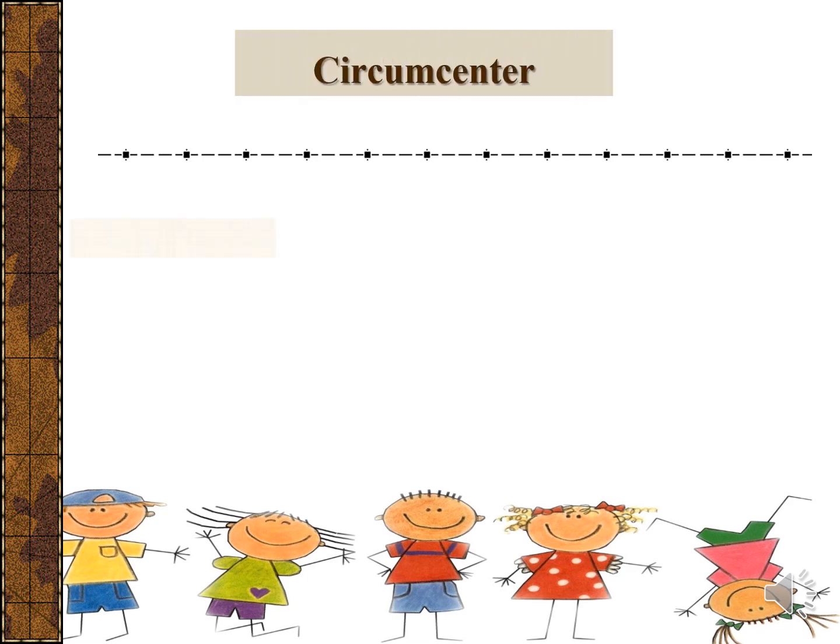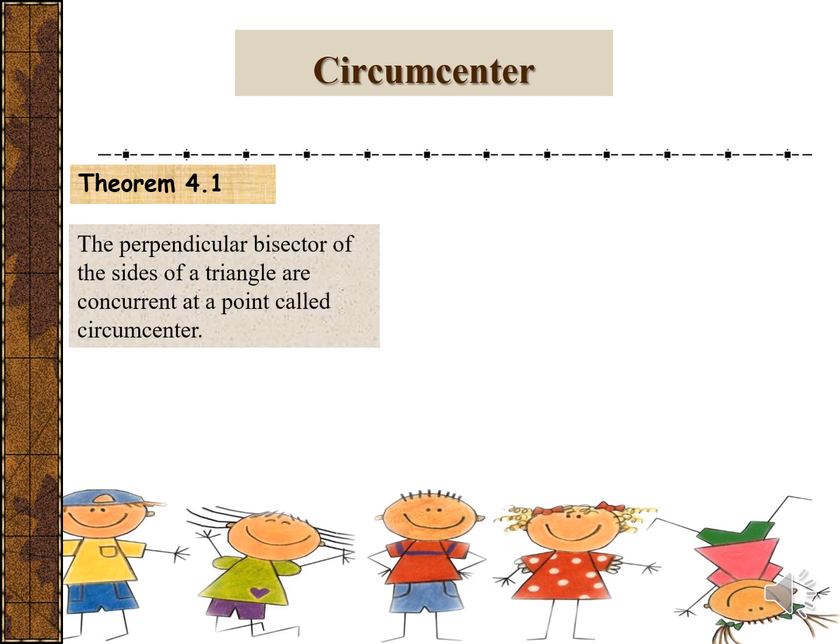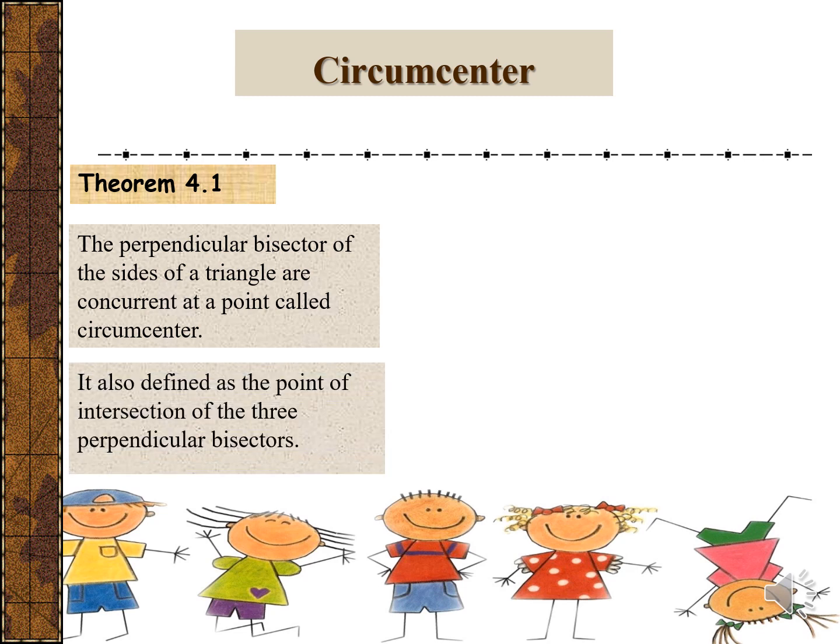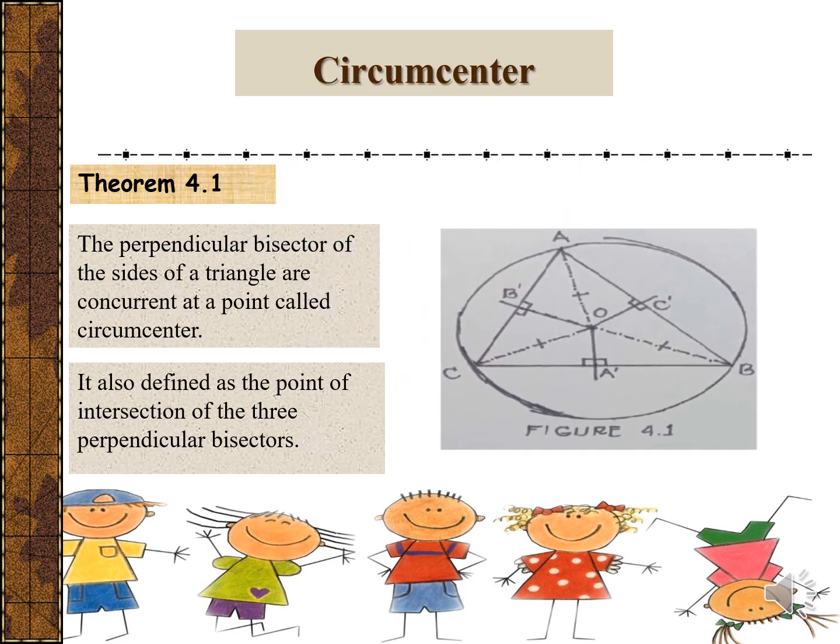Circumcenter. Theorem 4.1 says the perpendicular bisectors of the sides of a triangle are concurrent at a point. It is also defined as the point of intersection of the three perpendicular bisectors. Theorem 4.1 is illustrated in Figure 4.1. It is significant when any three lines have a common point in geometry, because any three lines intersect by pairs to determine three distinct points rather than one point.